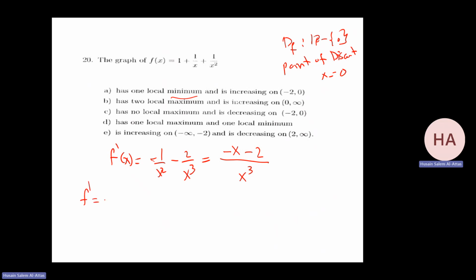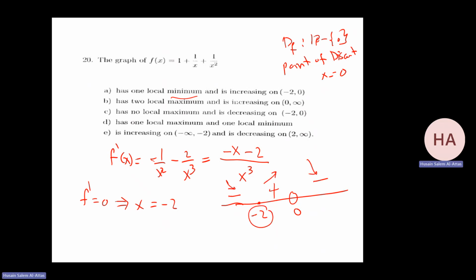I have f prime equals 0. So I have x equal minus 2. 0 is a point of discontinuity. So I have minus 2, and this is 0. Okay, so check before minus 2, take a value, minus 3. It will be positive over negative, that is negative. Take minus 1. So I have negative over negative, that is positive. More than 0, take a value like 1, it will be negative. Okay, so it's decreasing, increasing, and decreasing.